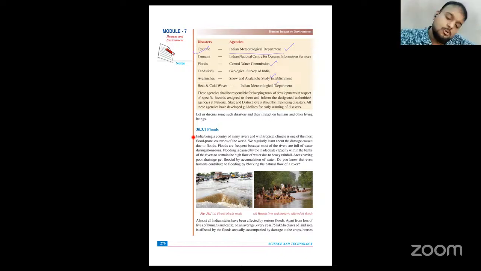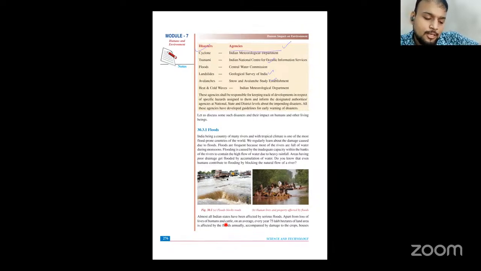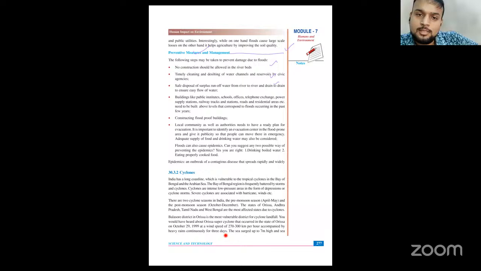Almost all Indian states are affected by serious flooding. Apart from the loss of lives of humans and cattle, 75 lakh hectares of land is also affected by the floods every year. Floods damage crops and remove the fertile topsoil, and because of the flood the topsoil is also removed, which we call soil erosion. So the flood affects a lot of things. Understood, guys? Yes or no?